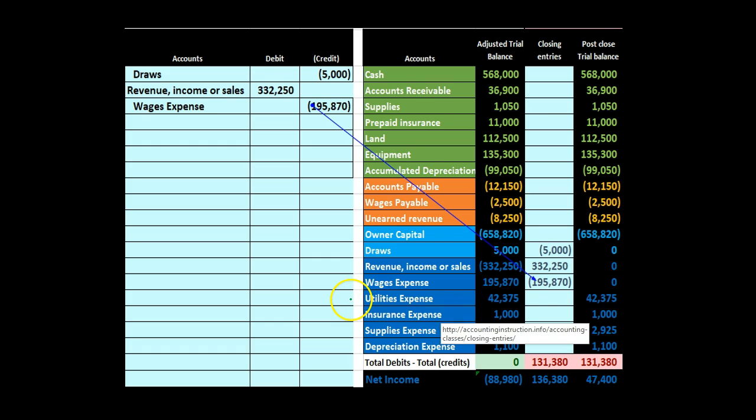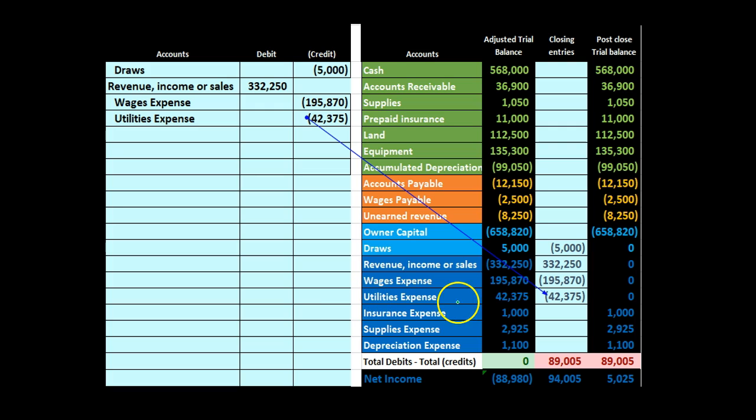We're going to move on to utilities now. Utilities, an expense. Notice everything down below this is going to be expenses, so we'll see a familiar pattern here. It's got $42,375 in it. It's a debit represented by no brackets. We're going to do the opposite thing to it in order to make it go down. Therefore, we're going to credit utilities expense. So here's utilities expense. We're going to post it here, and that's going to credit it, bringing the balance down to zero. Just building our journal entry.